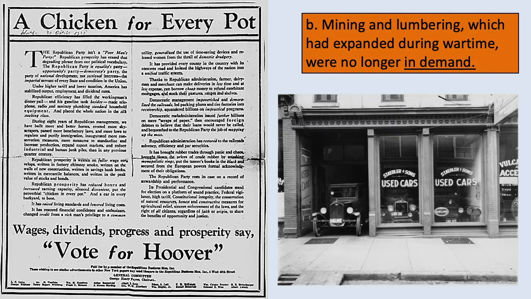Key basic industries like railroads and textiles and steel production barely made a profit. Railroads were losing business to new forms of transportation like trucks and buses and private automobiles. Mining and lumbering, that's a great word, mining and lumbering, which had expanded during the wartime of World War I, were no longer in demand, and that correction was rippling through the economy.